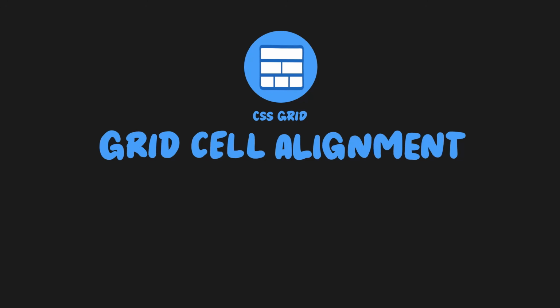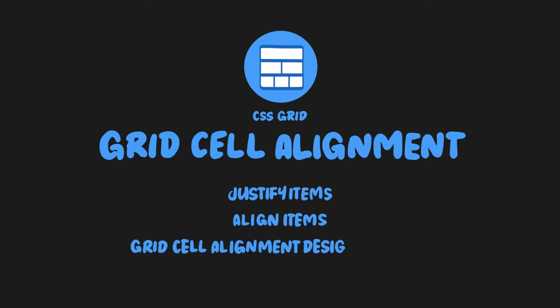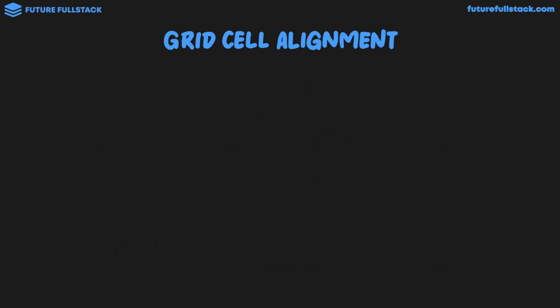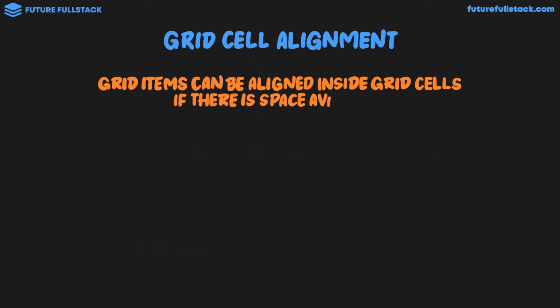We'll be discussing the Justify Items property, the Align Items property, and grid cell alignment design guidance. So what is grid cell alignment? This is where grid items can be aligned inside grid cells if there is space available.